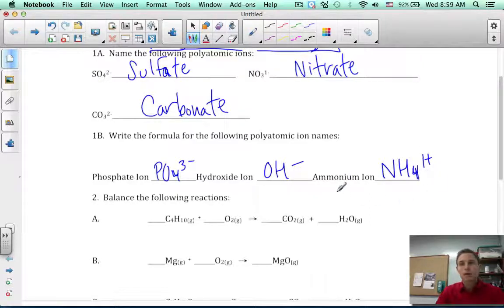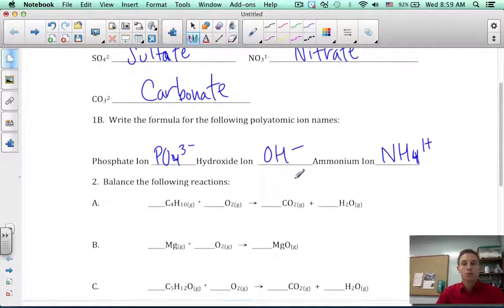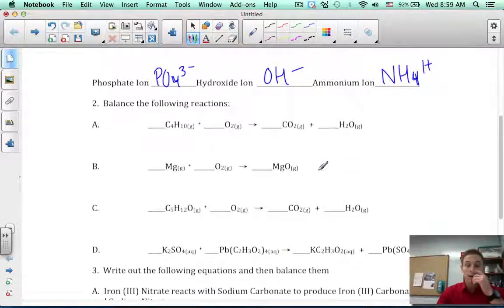Memorize these. I have a bunch of resources on Moodle for naming, and it will also have your polyatomic ions within those names. Use those resources, make a little flashcard or flip sheet to memorize your polyatomic ions. No tricks to naming them, just memorize them.